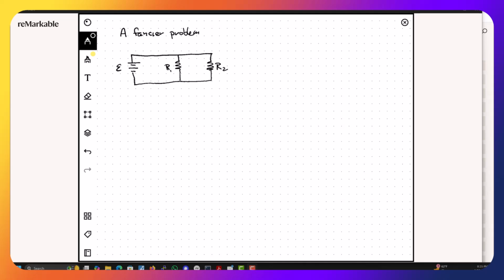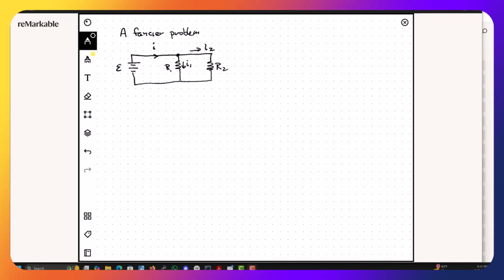Okay. So let me see. I'm going to label a current here. We'll call this current I. There's a junction right there. We'll put a hard dot there. And there's going to be an I1 and an I2. So the current's coming in here and it's splitting at that junction.